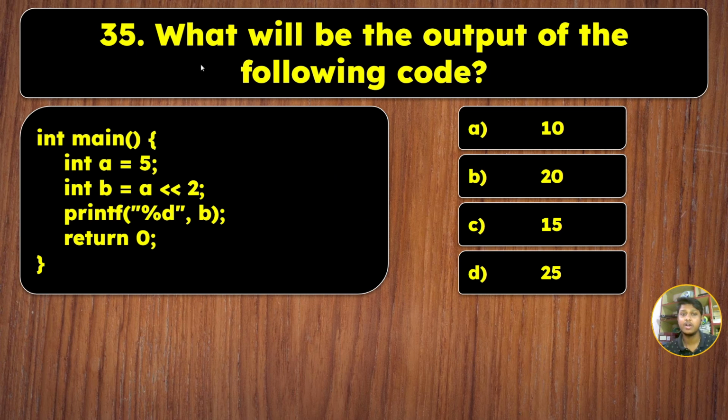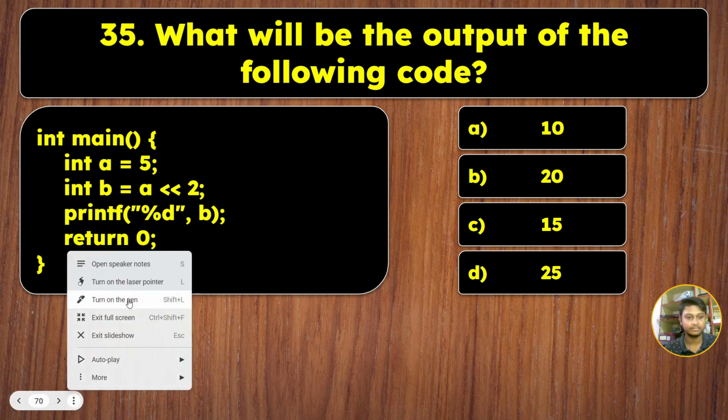Our next question is, what will be the output of the following code? Inside our main method, we have A as 5, which is an int type. B is equal to A left shift by 2. And then we are simply printing B. So we can guess the correct answer down below. We have 4 options. Option A says 10. Option B says 20. Option C says 15. And option D is 25. So now let's solve this question.